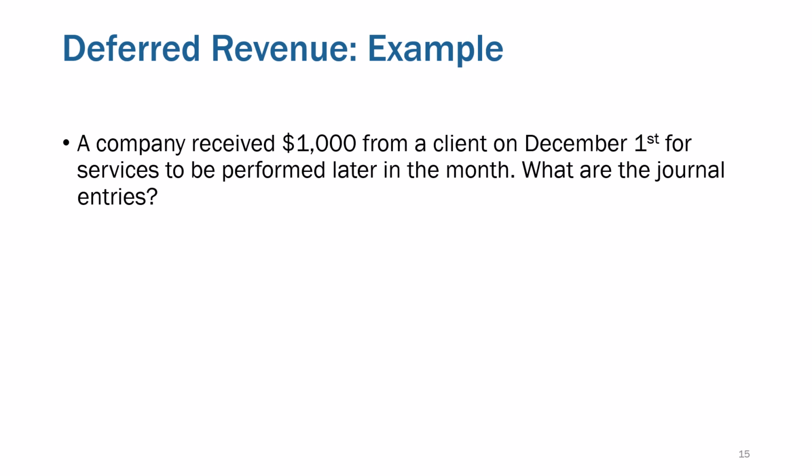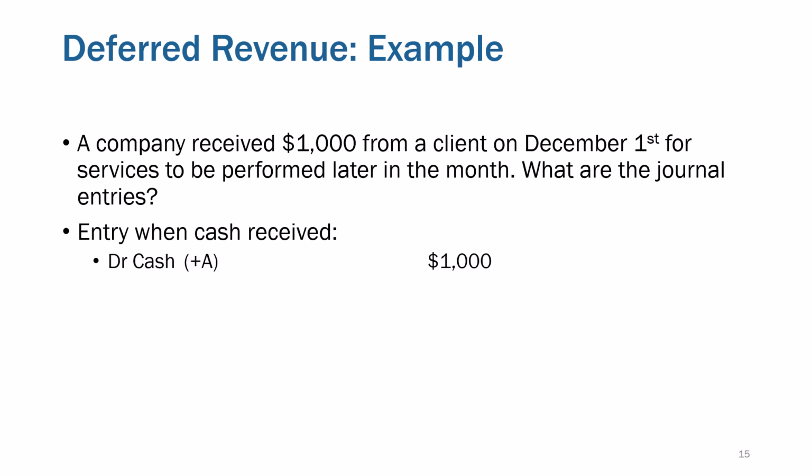Deferred revenue. Okay, let's say a company received $1,000 from a client on December 1st for services to be performed later. So we know that because the services are going to be performed later, when we actually do that journal entry, we're going to debit cash, but we can't credit revenue yet because we haven't done the services. So if you get cash before the revenue, we need to defer the revenue through the unearned revenue account. We covered that one in lesson 3.